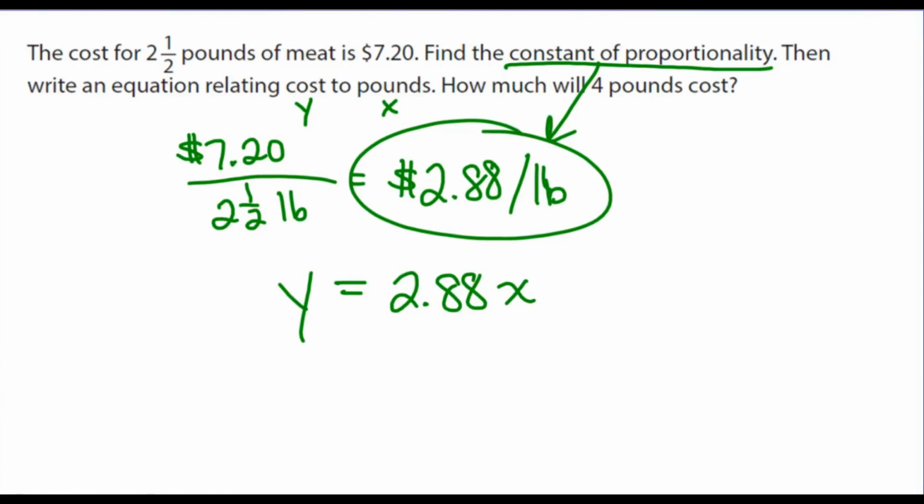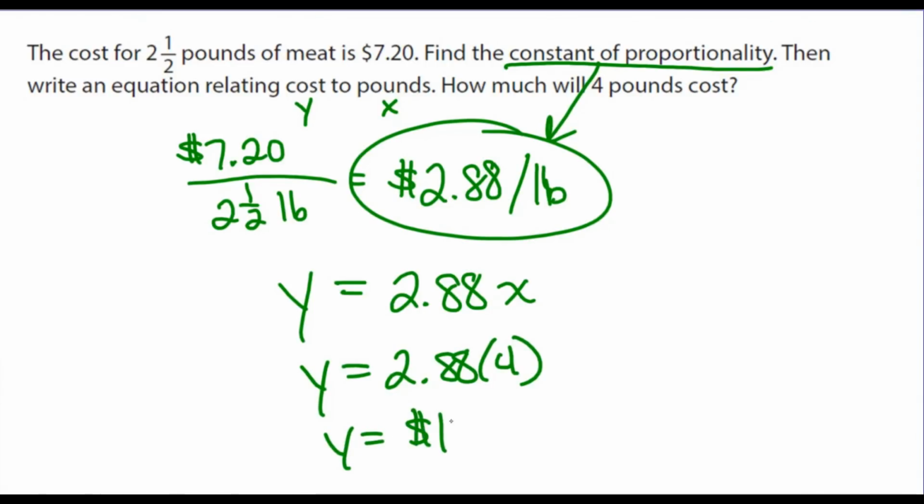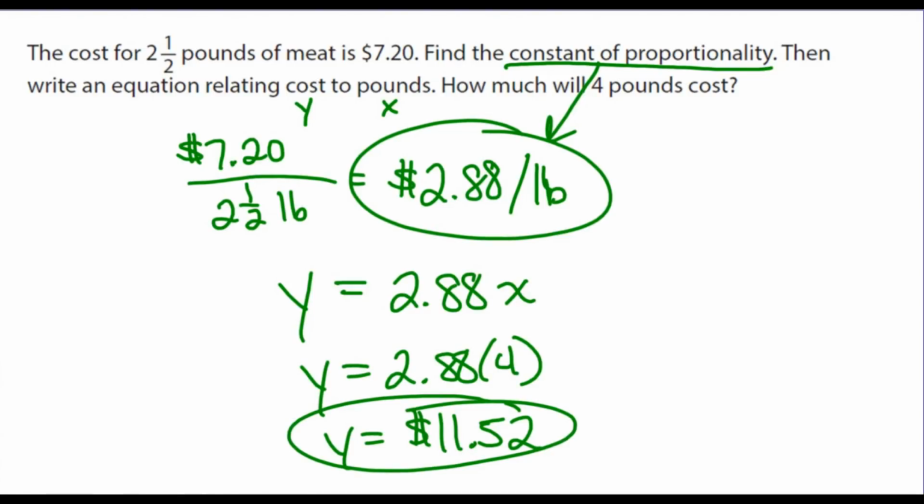So how would we use that to find out how much 4 pounds would cost? We're just going to take $2.88 times 4, since we know the unit rate. And that gives us $11.52 would be the cost for 4 pounds of meat.